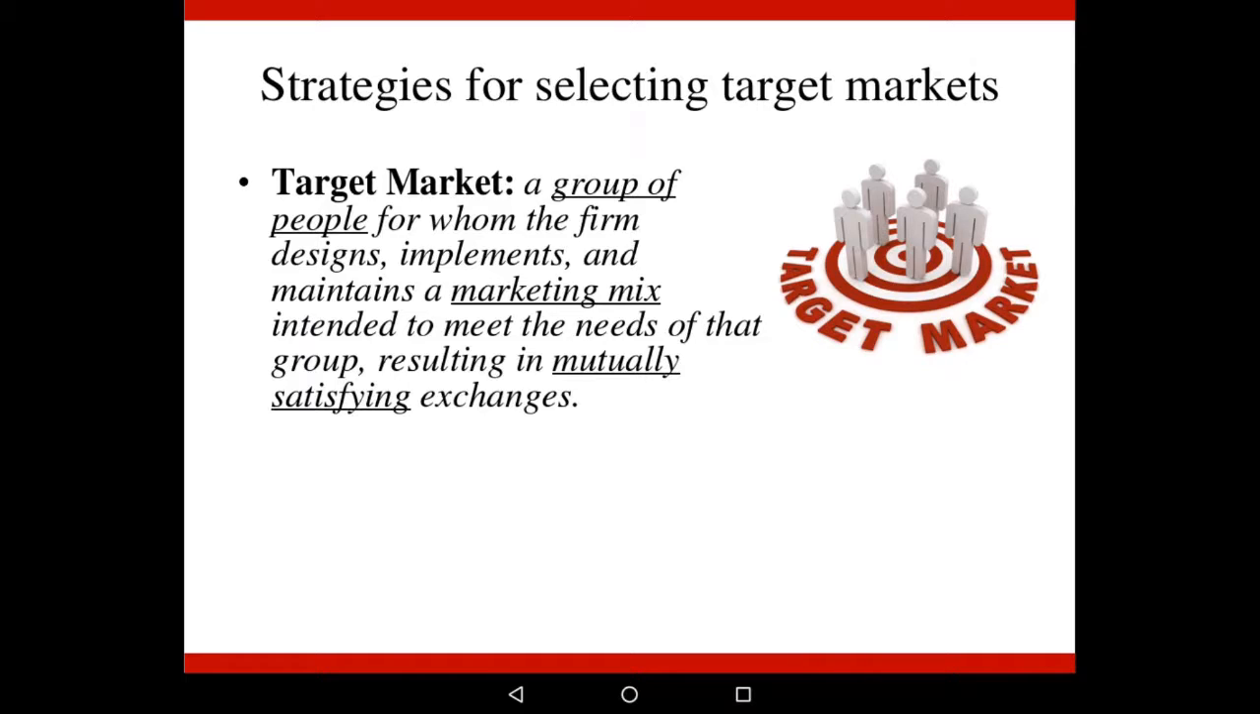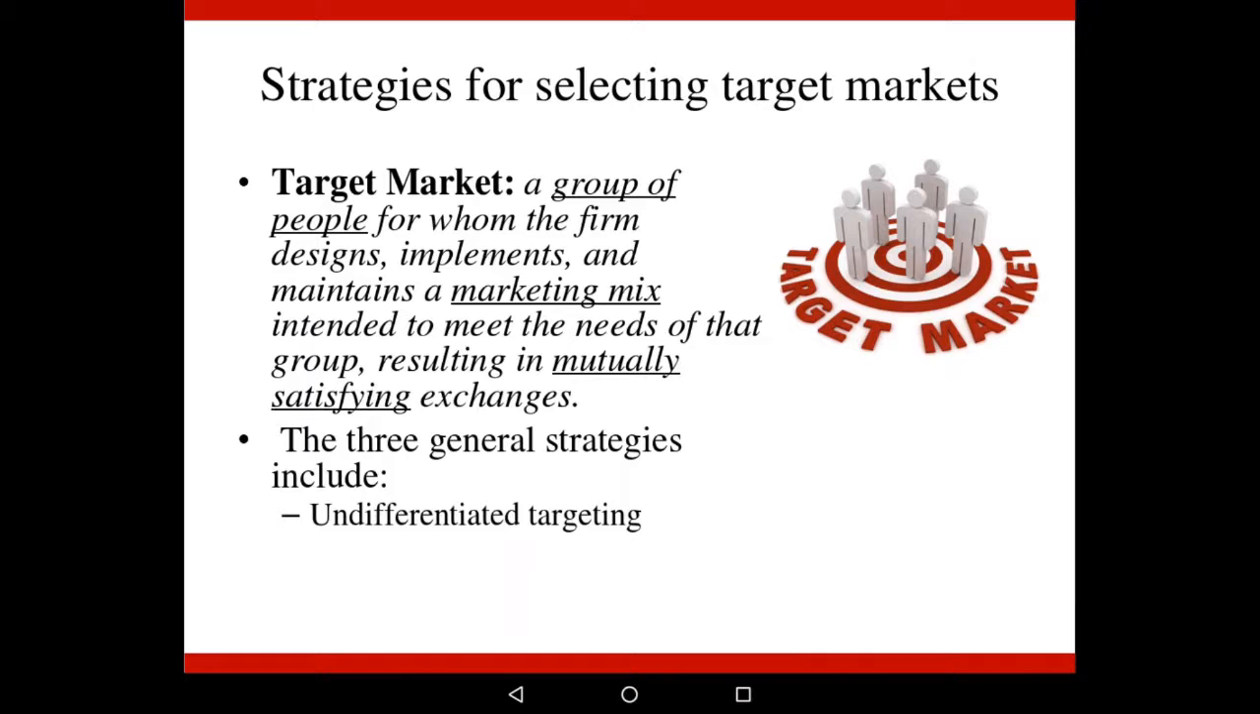So once we've determined which segments we're going to target, we then begin to develop marketing mixes for them: a product at a price they're willing to pay, at a place that's convenient for them, and we communicate with them in ways they can understand. We develop marketing mixes that create mutually satisfying exchanges where they like what we're offering, they give us money, and we develop a relationship with that segment. Okay, so the three general strategies include an undifferentiated strategy, a concentrated strategy, and a multi-segment strategy.